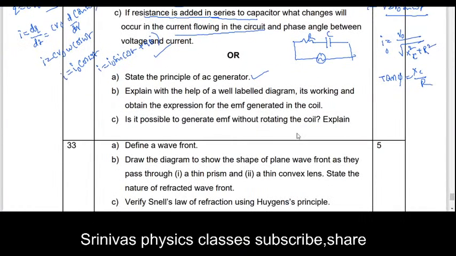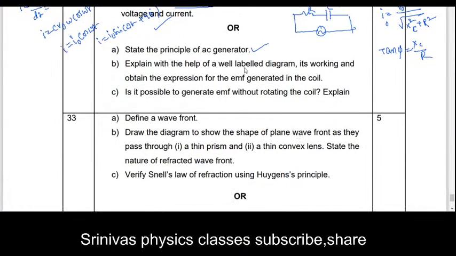For the second question, AC generator: label the diagram, explain the working, and obtain the expression. The principle of the AC generator is what? Electromagnetic induction. Next, explain how it works with the labelled diagram. This is the north and south, and this is a coil, and the coil is rotated by the turbine. When the coil rotates, the magnetic flux changes. The change in magnetic flux induces the EMF in it.